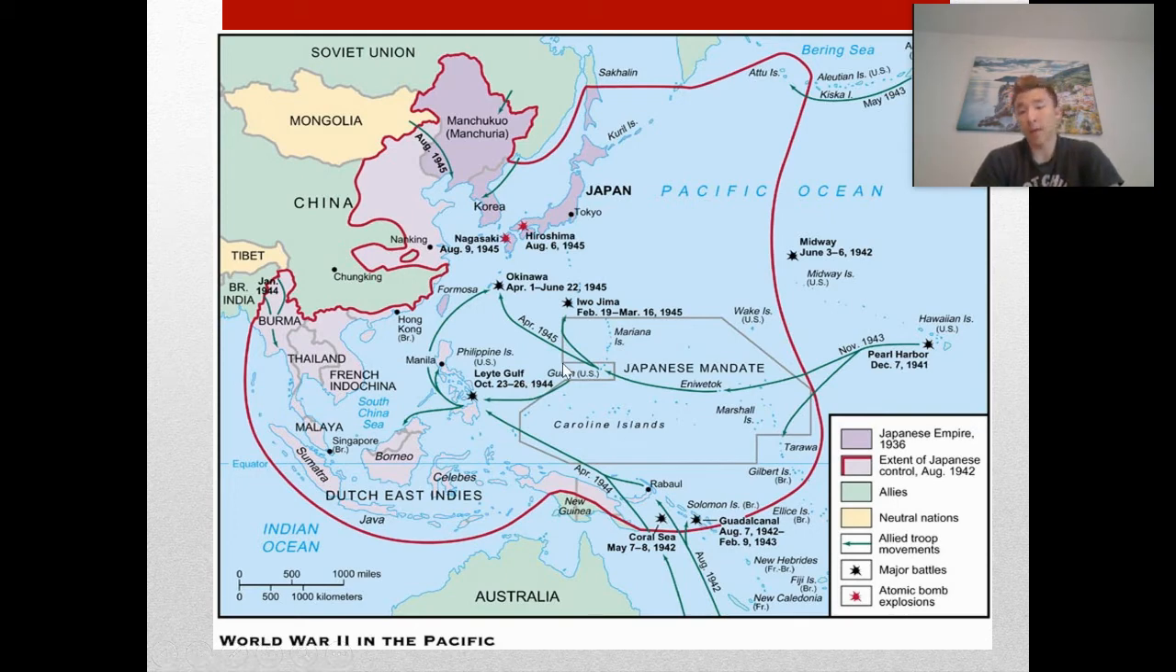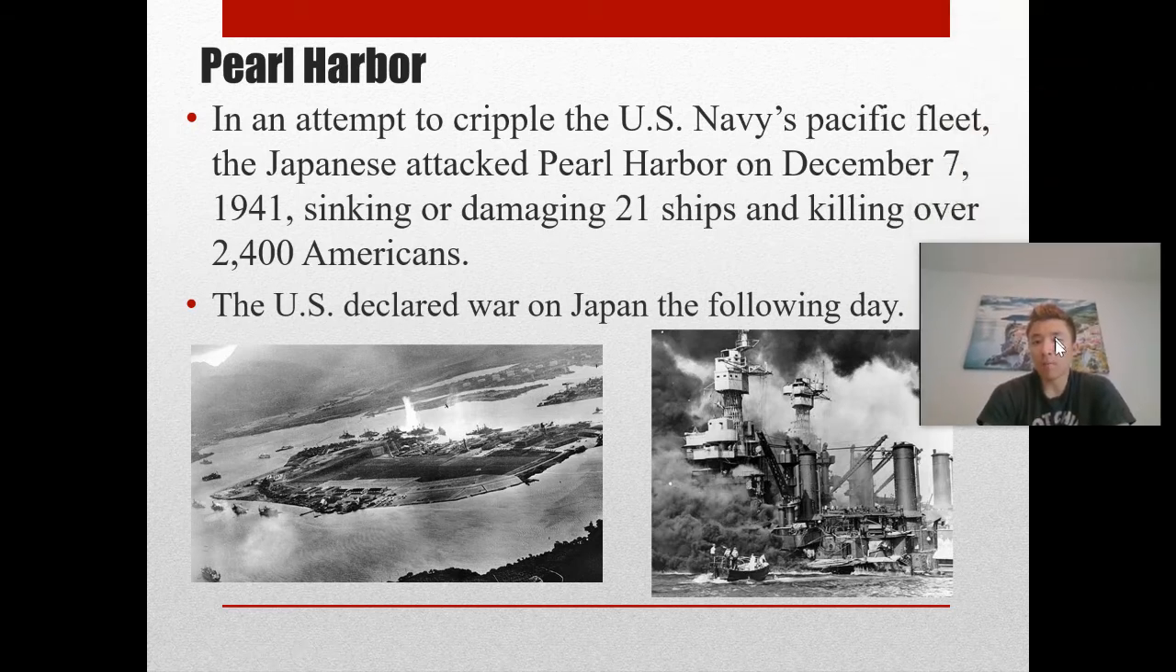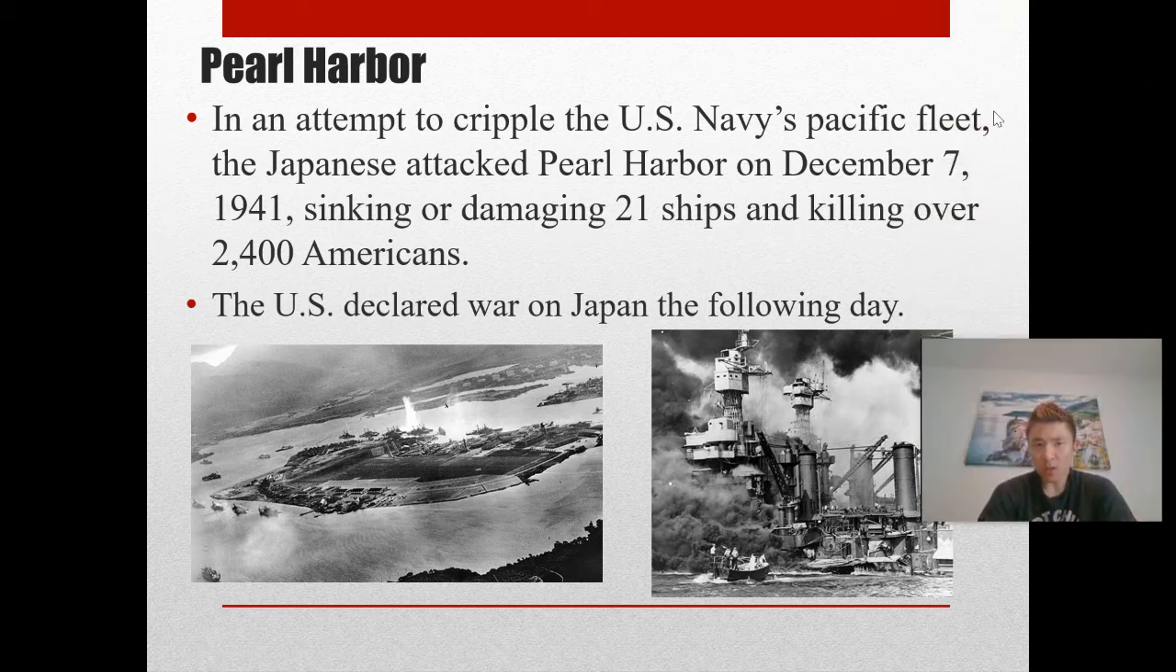So Japan was, at this time, the most powerful nation out in the Pacific in Asia, seen as a huge military threat. So as a result of the embargo, Japan wanted to take revenge and try to cripple the United States' Navy Pacific Fleet in Hawaii. So the Japanese attacked Pearl Harbor on December 7th, 1941. They sank or damaged 21 ships and killed over 2,400 Americans. And immediately, the United States declared war on Japan the following day.